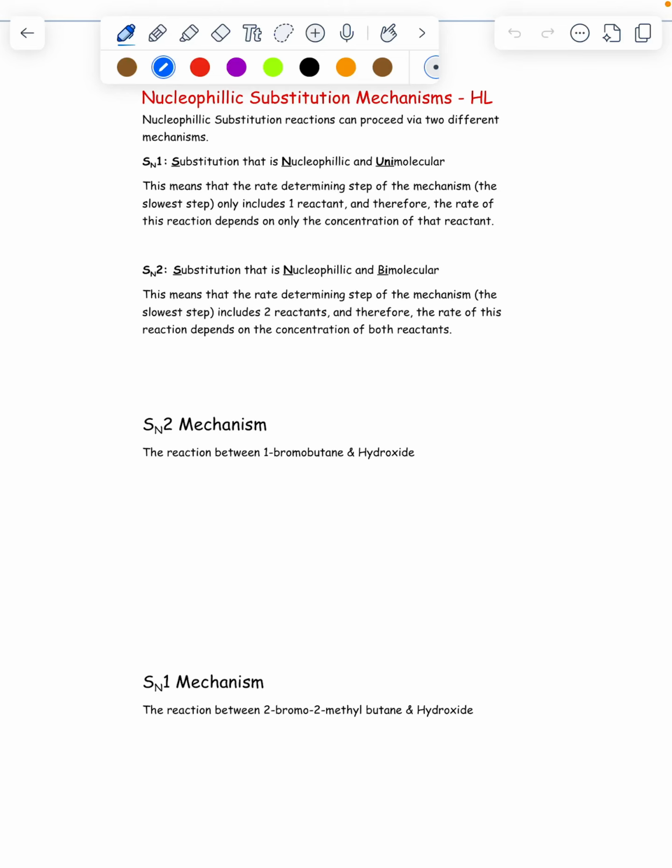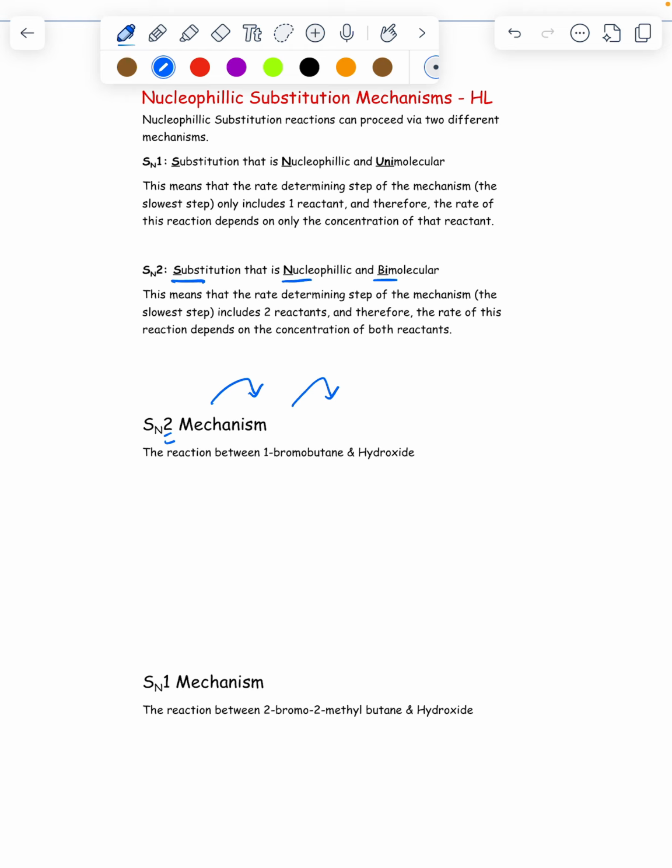Okay, so in the SN2 mechanism, which stands for substitution, nucleophilic and bimolecular, we're going to show that both reactants are involved in the rate determining step, and in fact there's only one step. It's pretty confusing that SN2 only has one step. The key thing to remember about SN2 is that there are going to be two arrows in the same step, and that both reactants are going to be involved in the first step.